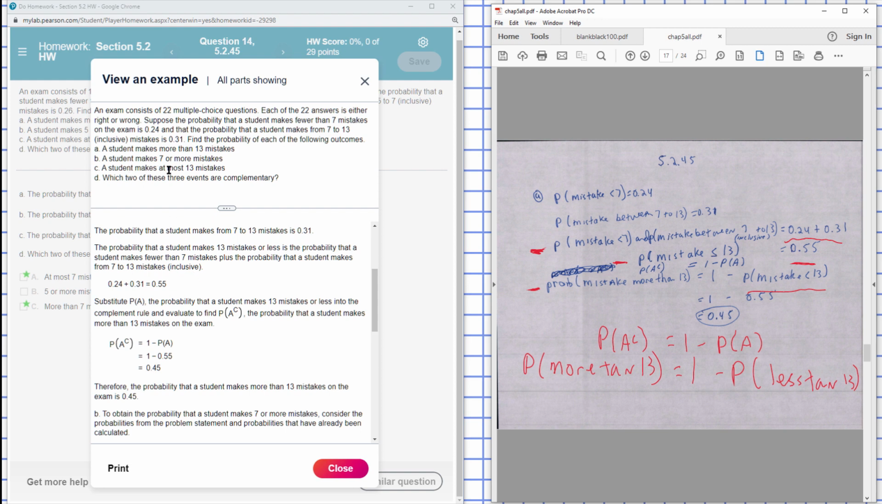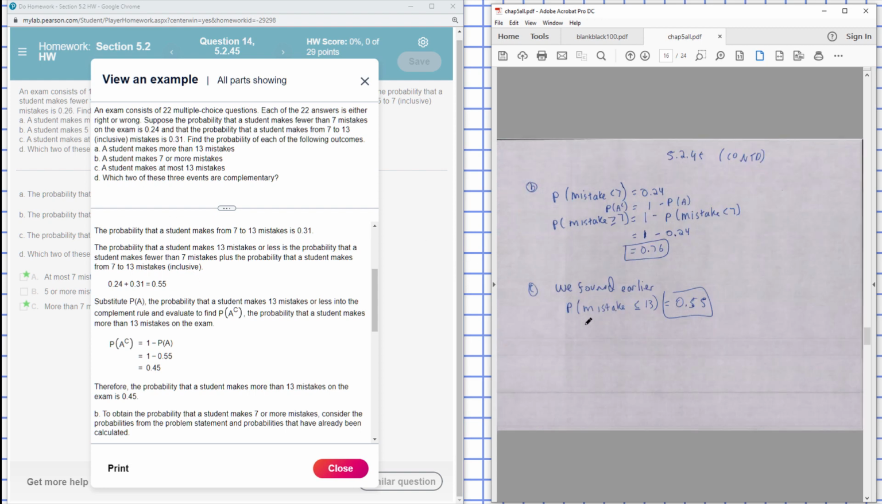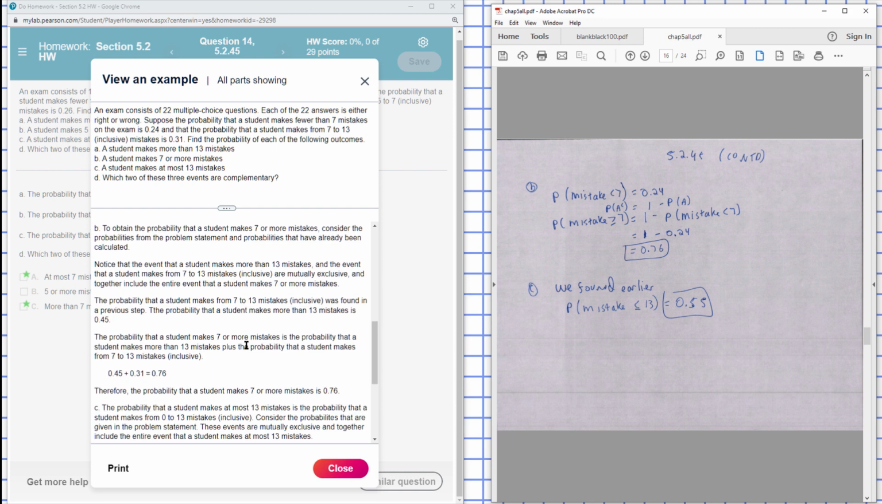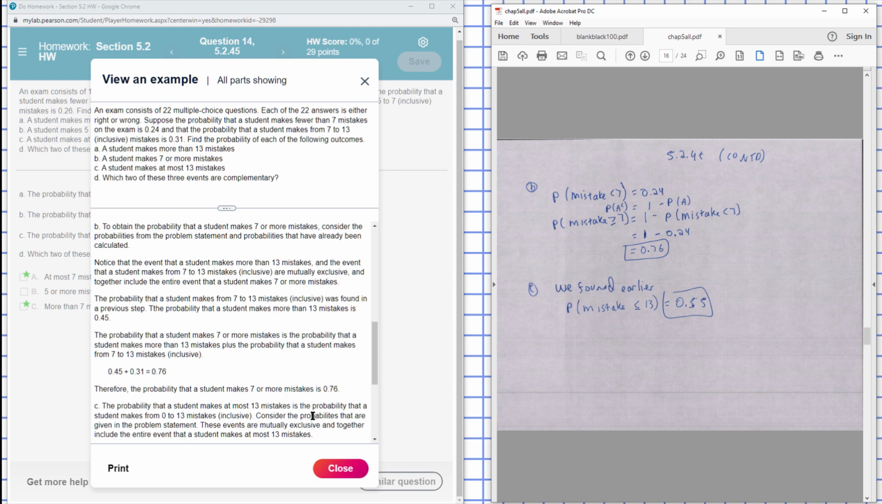In part B, the probability they make 7 or more mistakes. The probability that it's less than 7 is 0.24. So I apply the same complementary rule: I subtract off all the probabilities less than 7, and whatever's left is going to be 7 or more. So I say 1 minus 0.24, which is 0.76. So there it is.